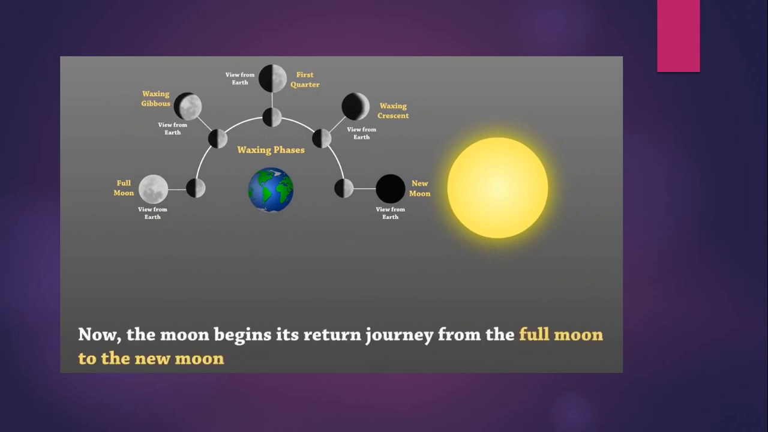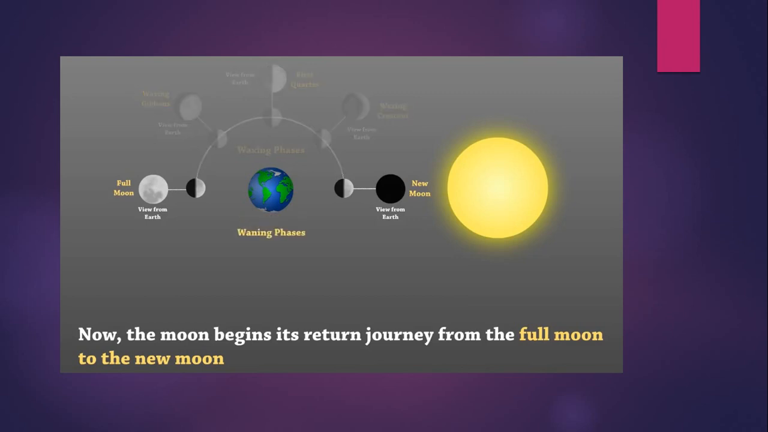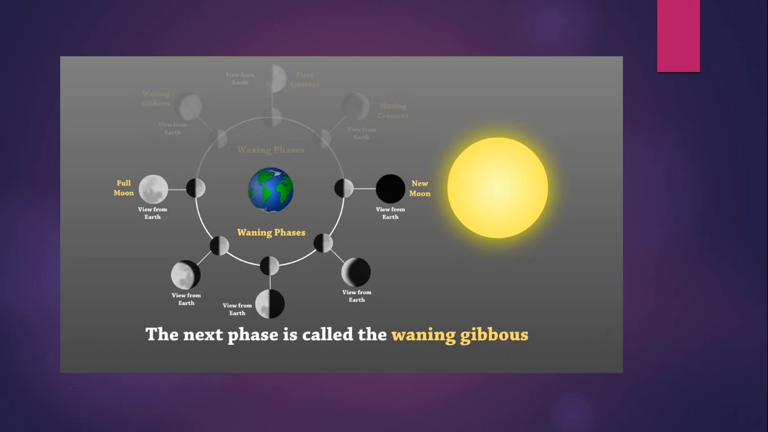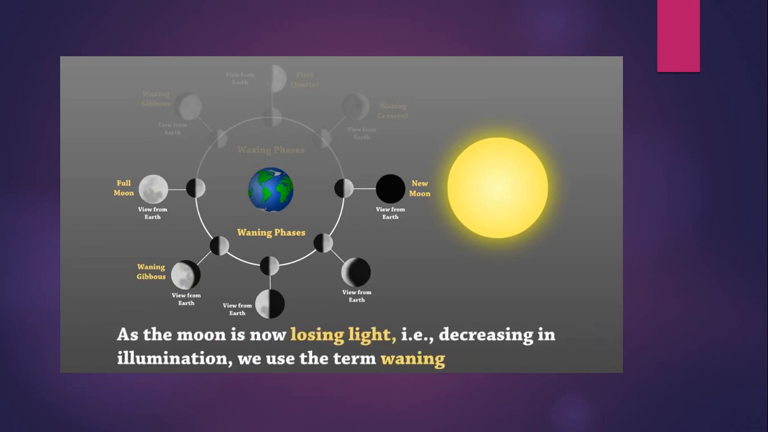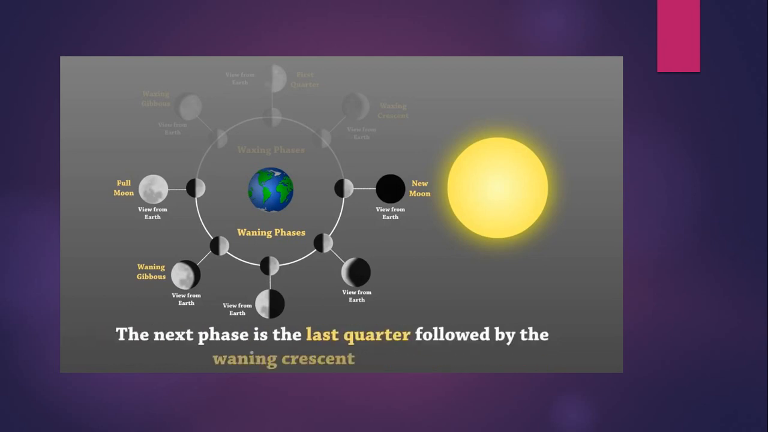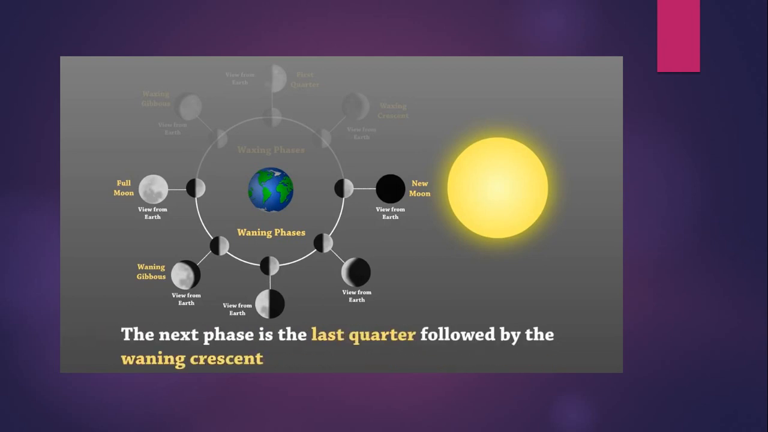Now, the moon begins its return journey from the full moon to the new moon. The next phase is called the waning gibbous. As the moon is now losing light, that is, decreasing in illumination, we use the term waning. The next phase is the last quarter, followed by the waning crescent.